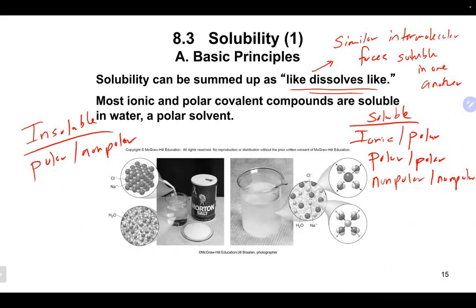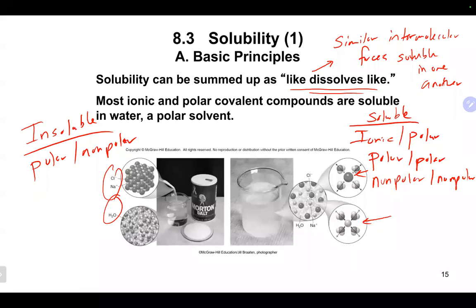So if we take some sodium chloride, as I mentioned, and some water, that's going to give us our ion-dipole interaction. As we talked about with intermolecular forces, those ions are going to be surrounded by the positive and negative side of water. And that's essentially what helps something like sodium chloride dissolve.